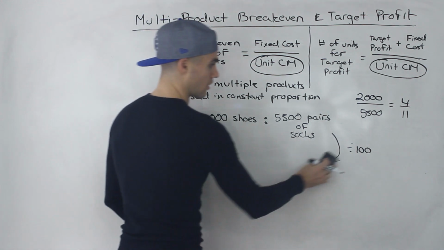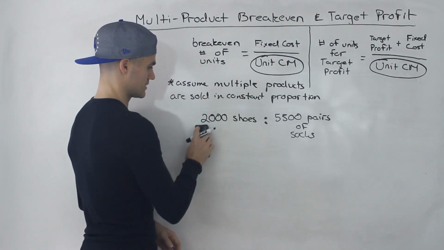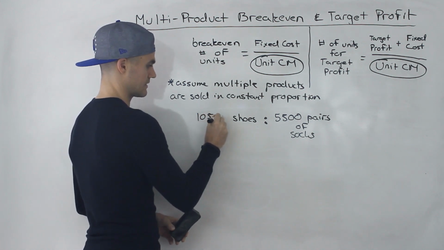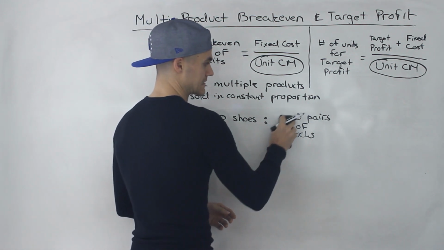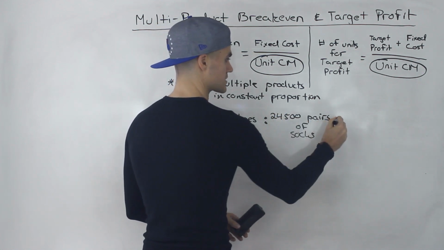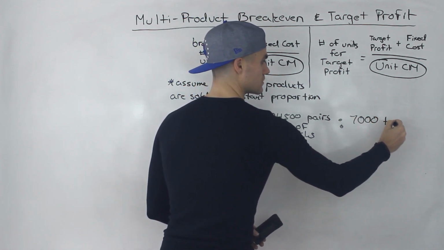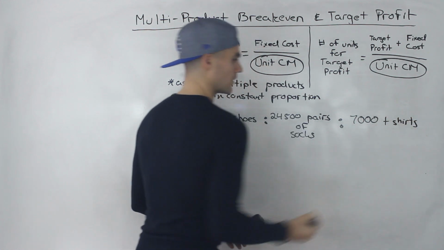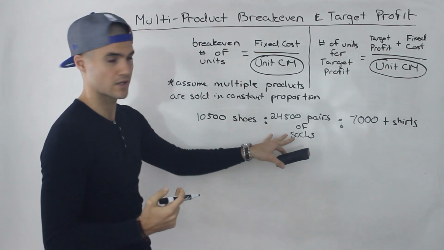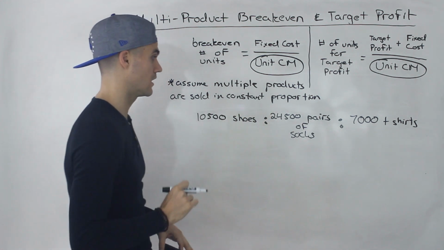Let's say that there are t-shirts as well that this company is selling. And so let's change up the numbers here. Let's say that this is a company selling 10,500 shoes. Let's say over here, this would be like 24,500 pairs of socks. And then let's say 7,000 t-shirts as well. So you could have 3 products or even more. And then you got to reduce this. And then reducing 3 is a little bit tougher than 2 because you got to figure out numbers that go into all 3 of these products.